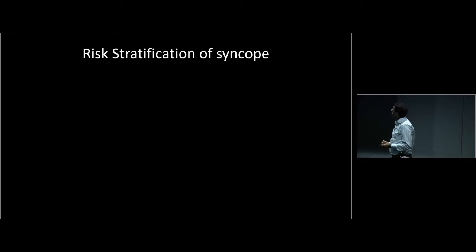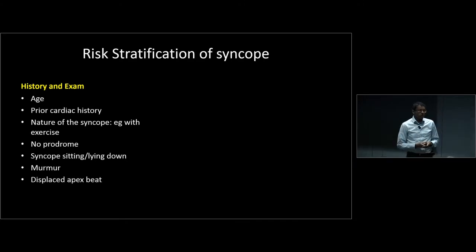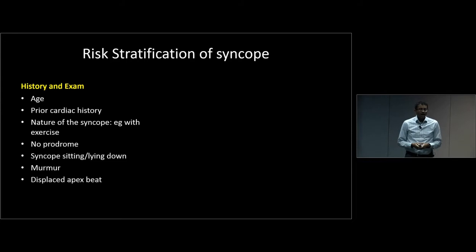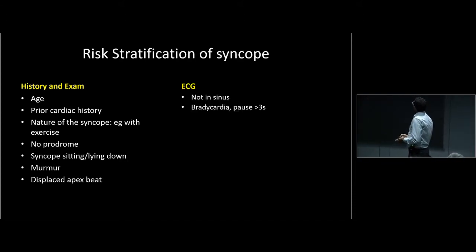Risk stratification of syncope involves assessing a patient's history in great detail, working out the situation in which the syncope occurred. Did it occur with exercise? Is there a good trigger for it? What is their background history? Do they have a family history of sudden cardiac death? That sort of thing. And then obviously looking at findings on ECG.